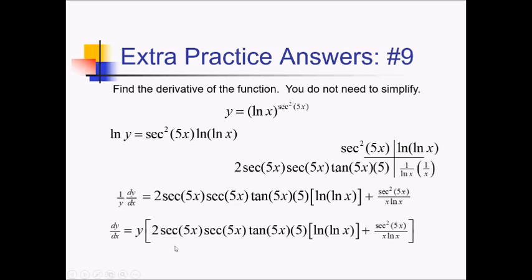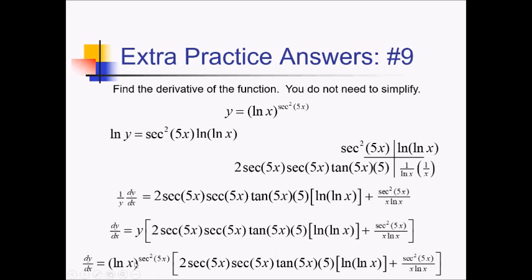And they didn't say we had to get this in terms of just x, but if we did, we could replace this y down here with what y equals, the ln of x to the secant squared of 5x. So this right here is an alternate final answer just in terms of x.